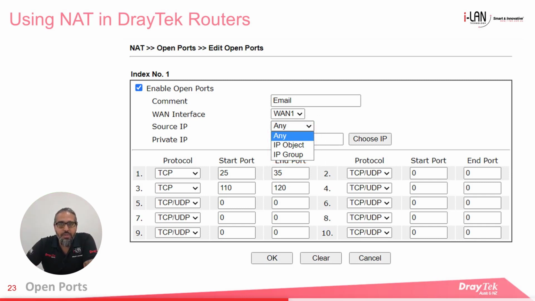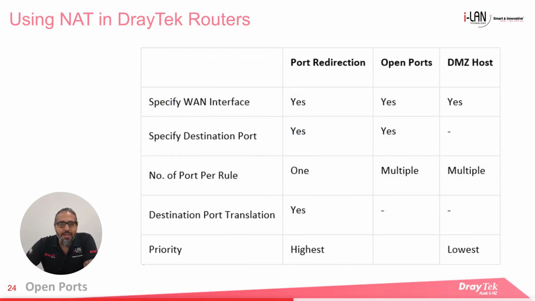Another thing we can do is forward a range of ports to an internal server by specifying the start and end ports. For instance, ports 25 to 35 and 110 to 120 here are to be redirected to our mail server. Dratec WiGA routers support these three methods of port mapping to forward the traffic on a router's WAN interface to a specific LAN host and make it accessible from the internet.